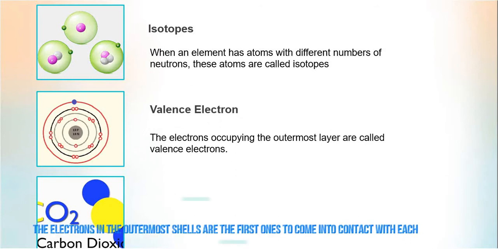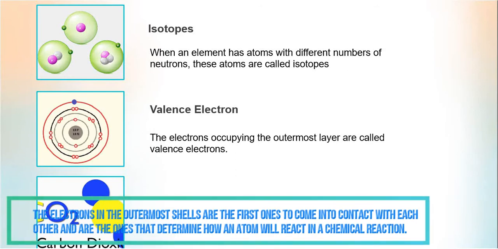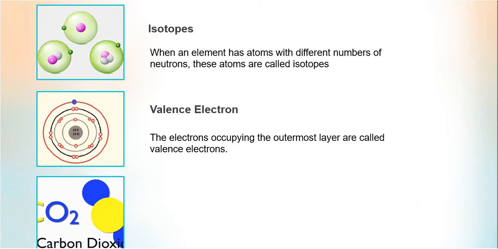Valence electron. The electrons occupying the outermost layer are called valence electrons. So, valence electrons, sinabi ko kanina, an atom has these invisible rings which the electrons are located, and in fact, meron silang levels of level 1, 2, 3, and the outermost layer of that ring is called valence electron.